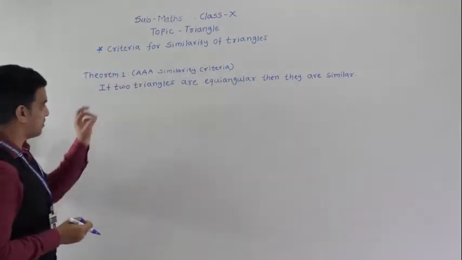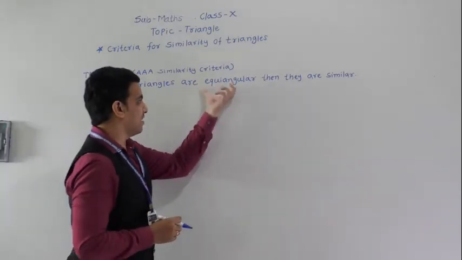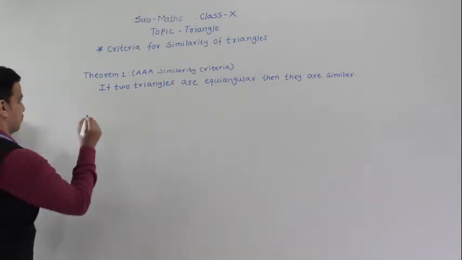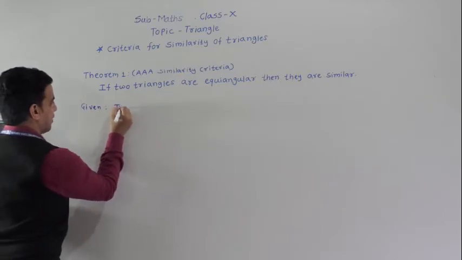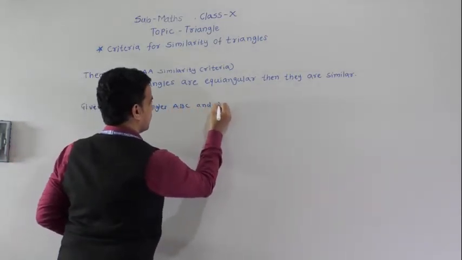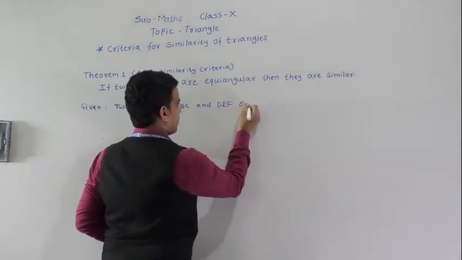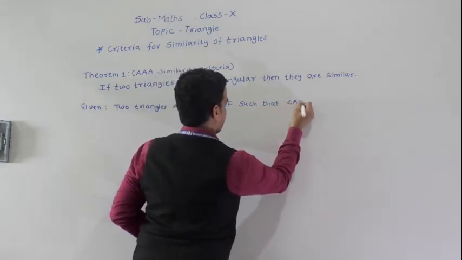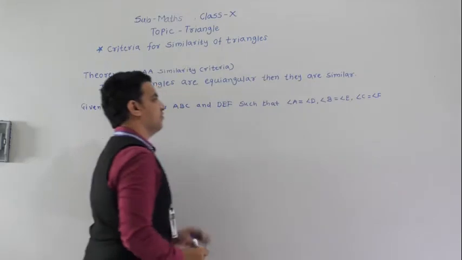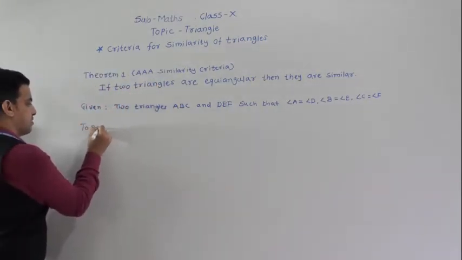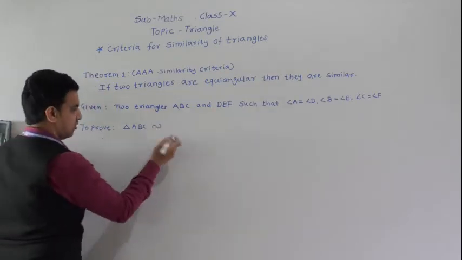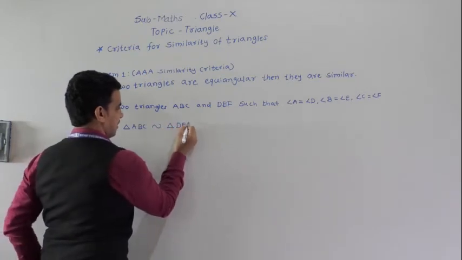Now here what is given? Two triangles are equiangular. So angles are equal, given, and we have to show that they are similar. Here angles are equal, we have to show that sides are in proportion. So first we write the given quantities. Two triangles ABC and DEF such that angle A is equal to angle D, angle B is equal to angle E, and angle C is equal to angle F. We have to show that the triangles are similar, which we write in symbols as triangle ABC similar to triangle DEF.